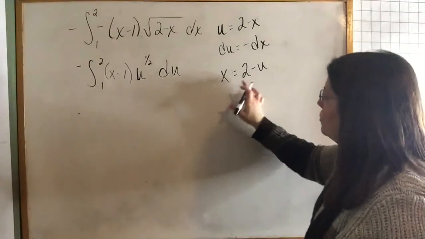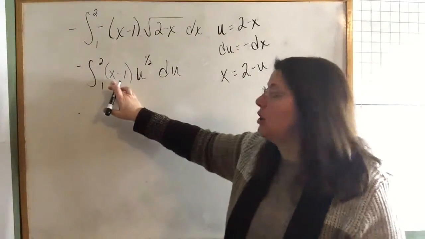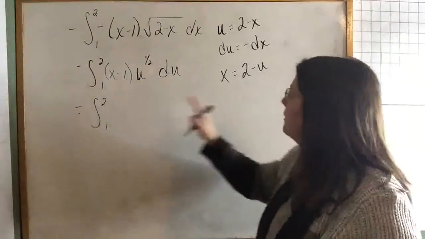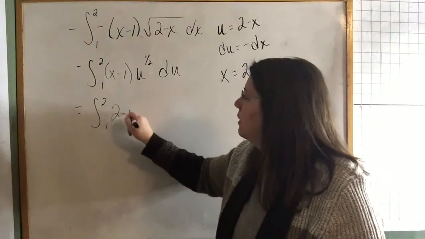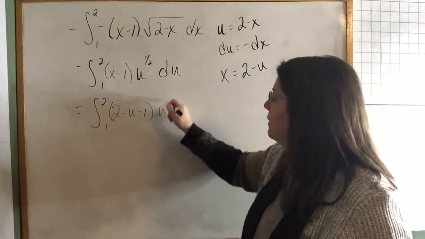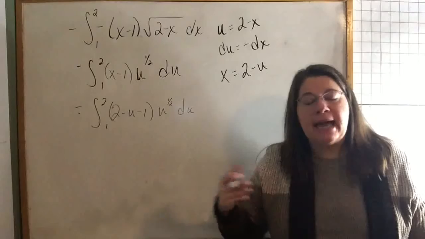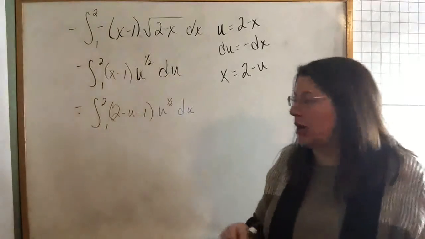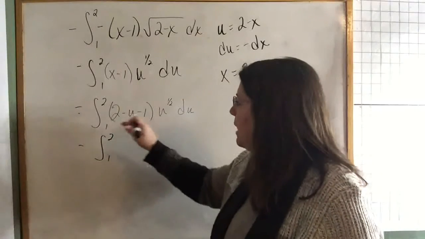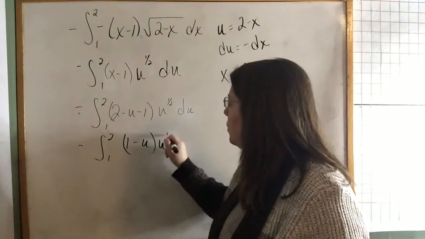So if x is 2 minus u, now I can substitute that x with a u. It's going to look a little different than what we're used to, but it'll still work. So x is 2 minus u. Then I've got minus 1, u to the 1/2 du. Now my u substitution is complete. I can simplify it a little bit and do the integration. So I've got negative, going from 1 to 2. 2 minus 1 is 1. So we've got 1 minus u times u to the 1/2.